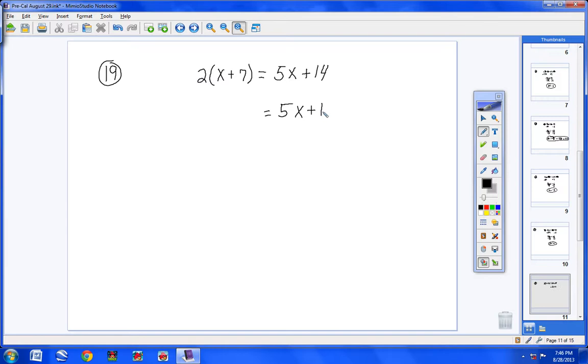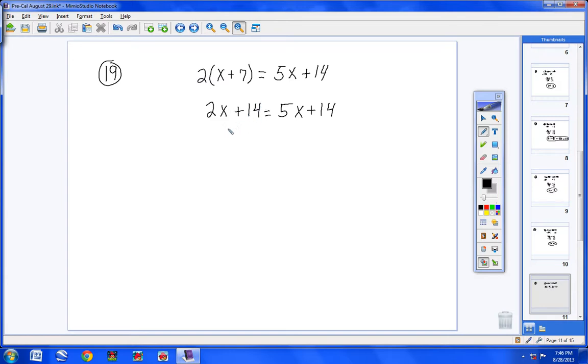You can simplify. You can take this to, well, Mr. Earhart, it's unlike terms. Hey, I've never said you can't multiply unlike terms. I've said you can't combine unlike terms. So we're going to take this 2 and multiply it by the x, and then also multiply it times the positive 7. So 2 times x is 2x. 2 times 7 is 14.